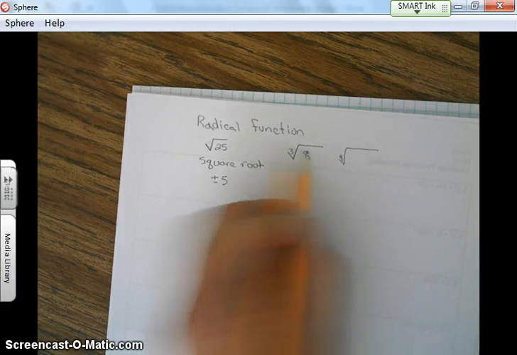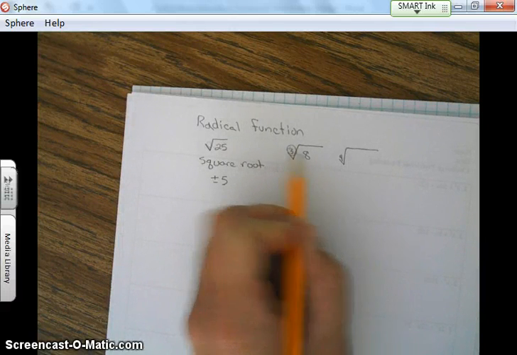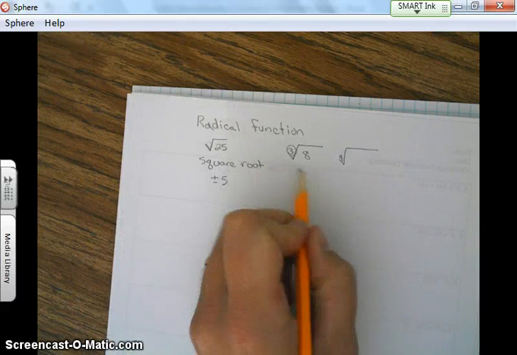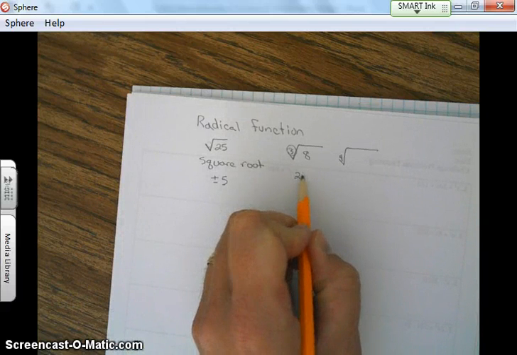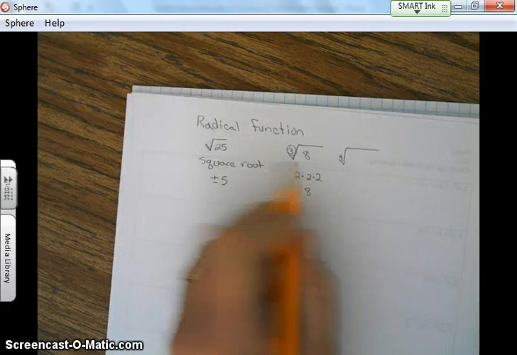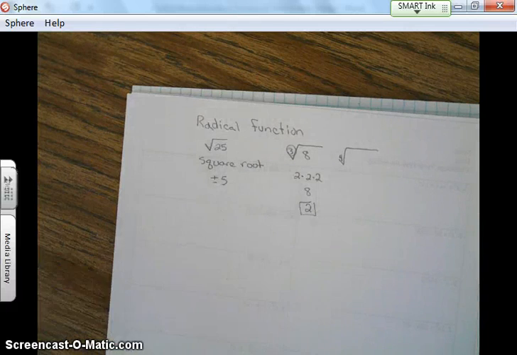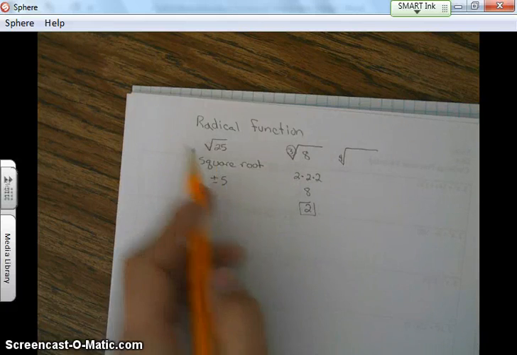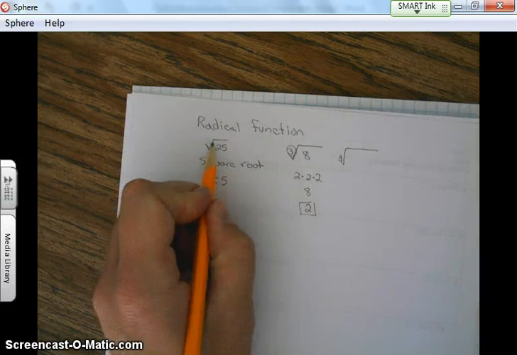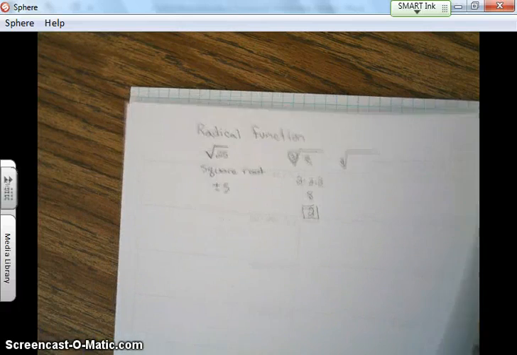The cube root of 8, what number times itself 3 times gives us 8? Well, that would be 2, because 2 times 2 times 2 gives us 8. So the cube root of 8 would be 2, and so on. So anyway, that's what a radical is. There's quite a few different radicals. We're just all familiar with the square root. So let's take a look at the square root graph.